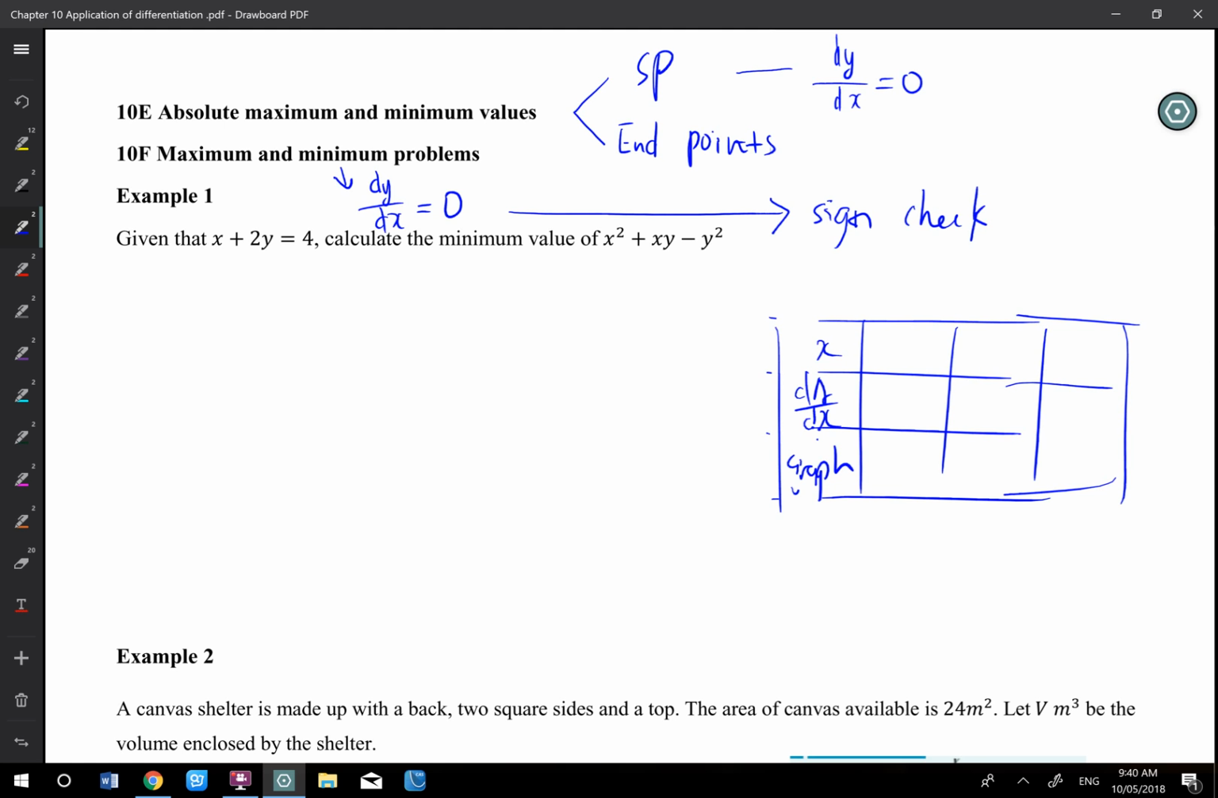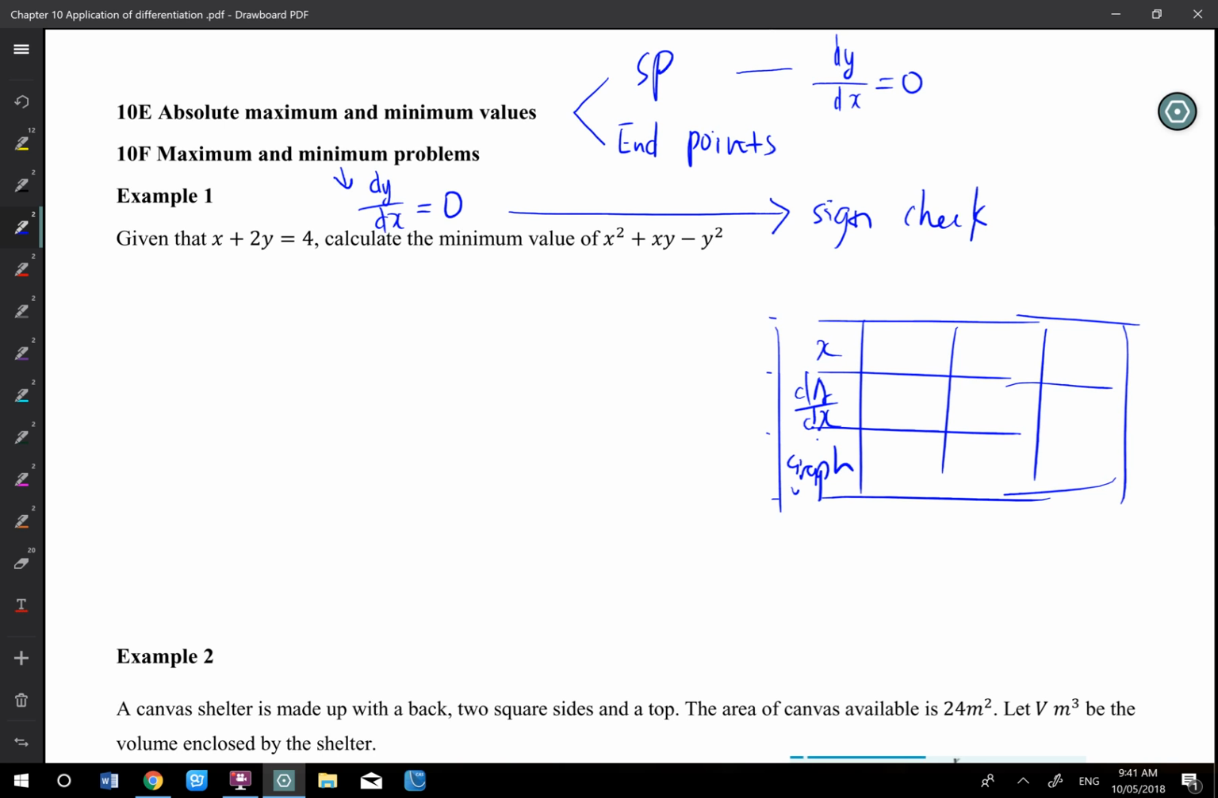Maximum and minimum questions are solved by dy/dx equals 0. If they ask you to prove it, you use the sign diagram to prove that it's the max or the min, or even the stationary points. Otherwise, you can just assume the only solution you solve out is the maximum or the minimum. If you solve out 2 x values, then you need to use some way to find whether it's the max or the minimum. Okay, that's the way of doing max or minimum questions.